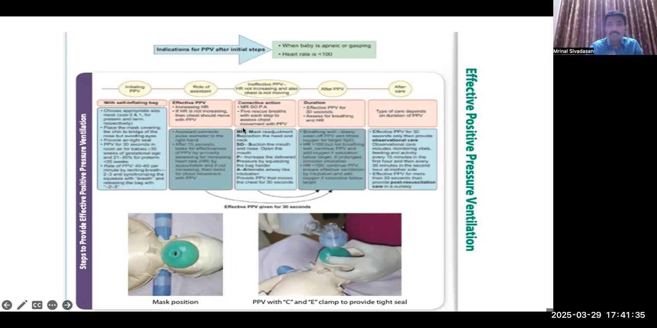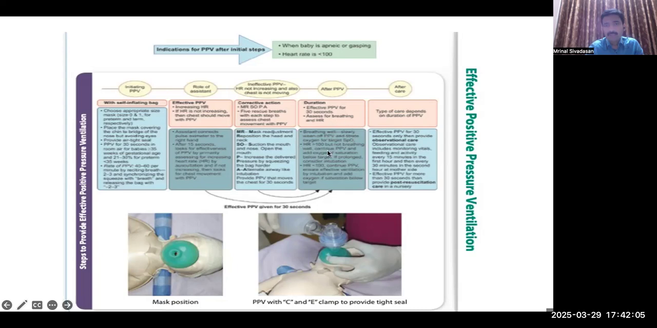MR is done first, that is mask is readjusted and reposition the head and neck in sniffing position. Give 2 breaths, no chest rise. Go for the second, third, and fourth step, that is suction of the mouth and nose, and then open the mouth and give 2 breaths. If no chest rise, then increase the pressure, and again give 2 breaths, no chest rise. Then go for alternate airway, which is intubation or laryngeal mask airway. After that, give 30 seconds of effective ventilation and assess the heart rate.